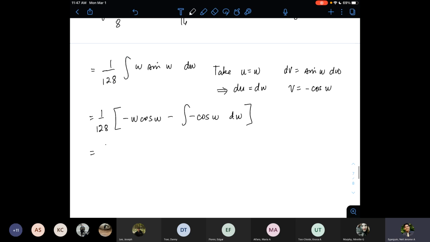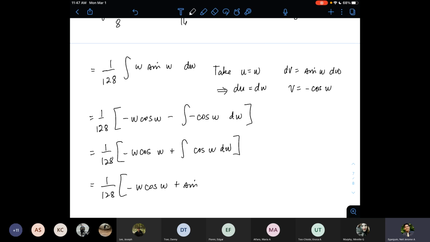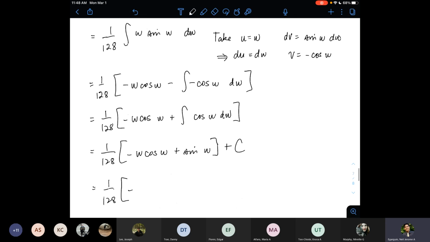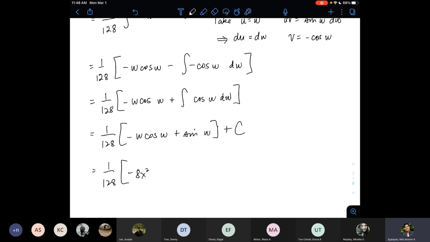Okay. So this is 1 over 128 times negative w cosine w plus the integral of cosine w dw. But this is negative w cosine w plus sine w plus the arbitrary constant. And then I'll go back to the original variable. What is w again? w is 8x squared. So I'll have negative 8x squared cosine of 8x squared plus sine of 8x squared plus the arbitrary constant c.